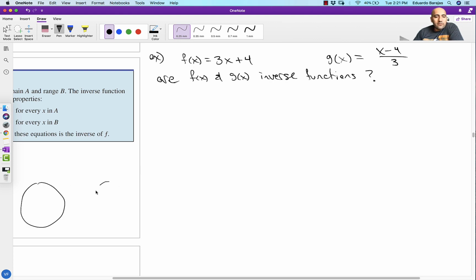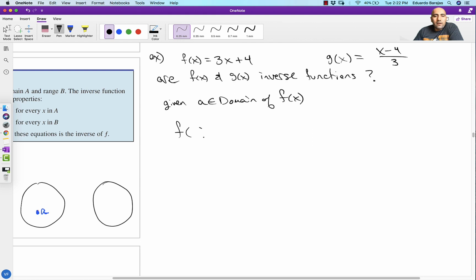So using my little jelly bean things, I'm going to start off with some value. Well, let's put it in blue. I'm going to start off with some arbitrary value in the domain. I could use x, but as I said, we use x way too much, so I'm just going to use a. So let's say a is in the domain of the f function. Given a as a member of the domain of f of x, I'm going to plug it in.